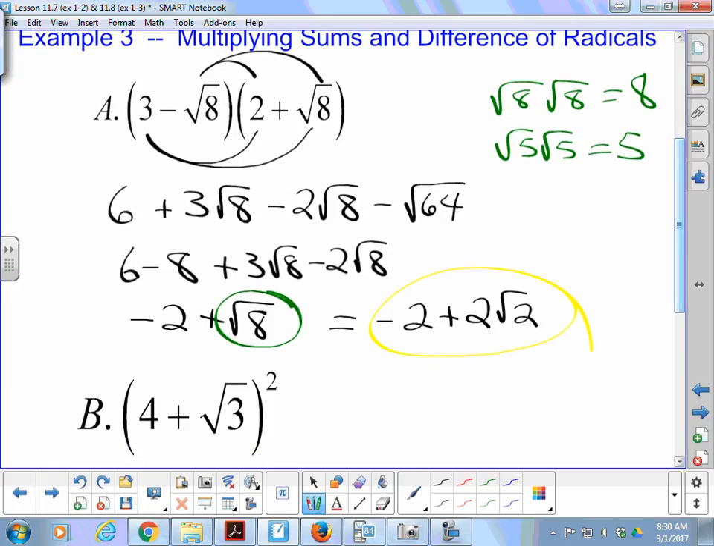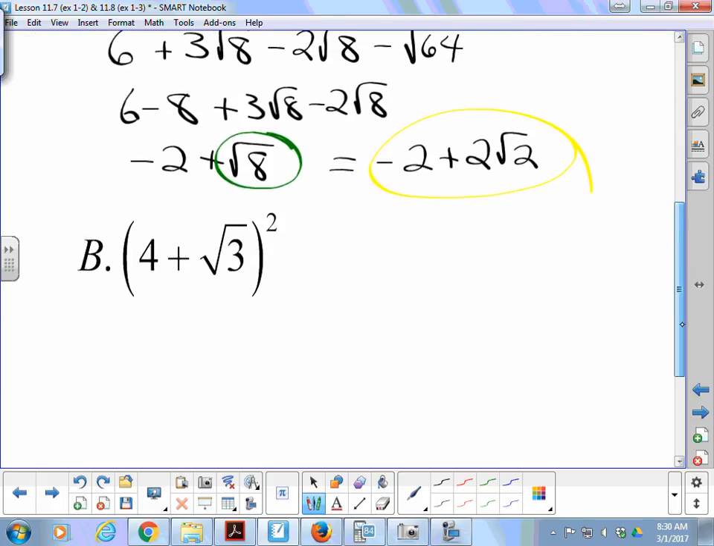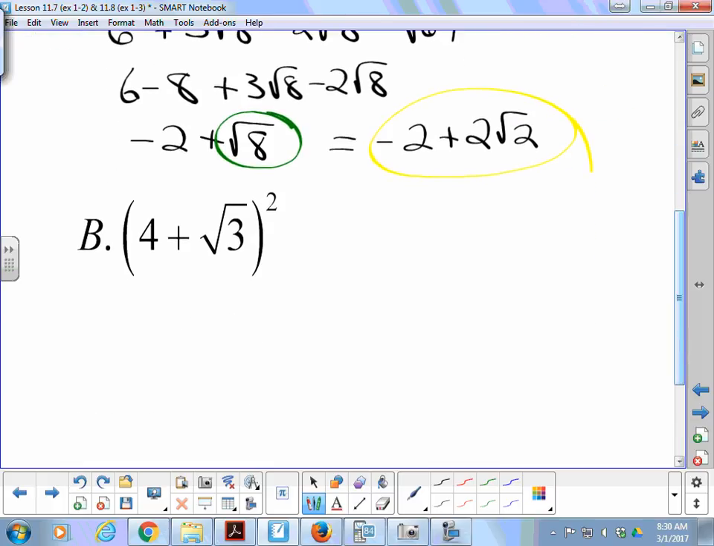All right, so we FOIL. Multiply the first term times both of them in the second expression, second term by both in the second expression. Letter B, 4 plus the square root of 3, squared. Once again, when things are squared, what does that mean? It means we multiply it by itself. So this is 4 plus the square root of 3 times 4 plus the square root of 3.